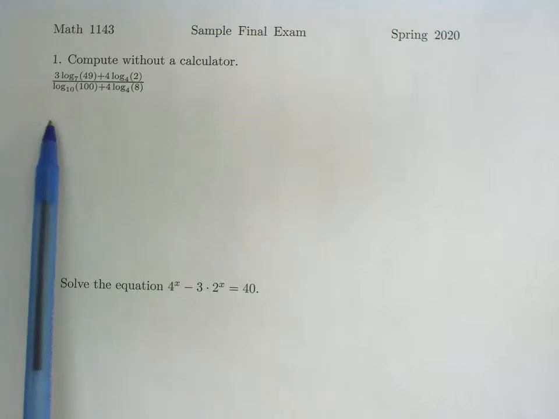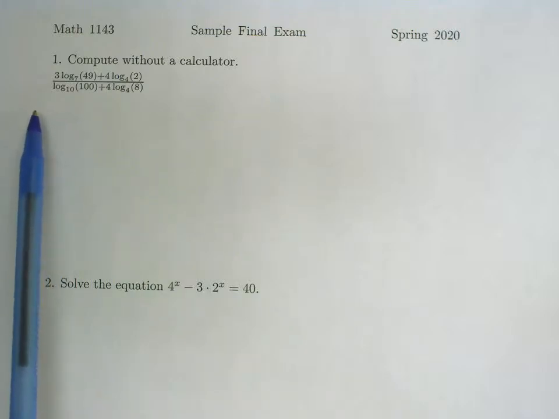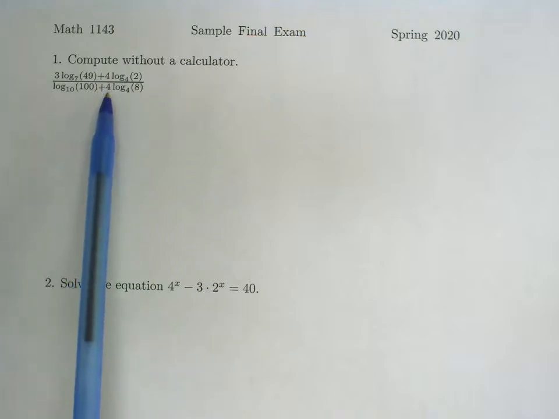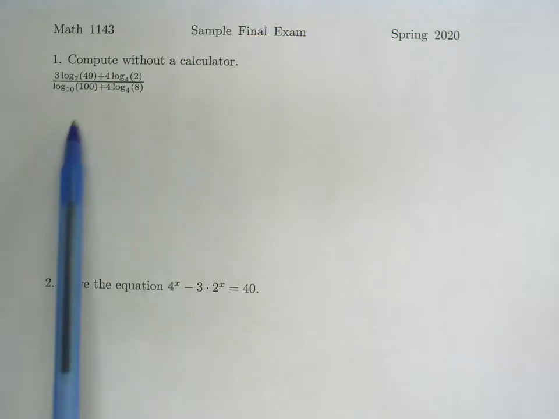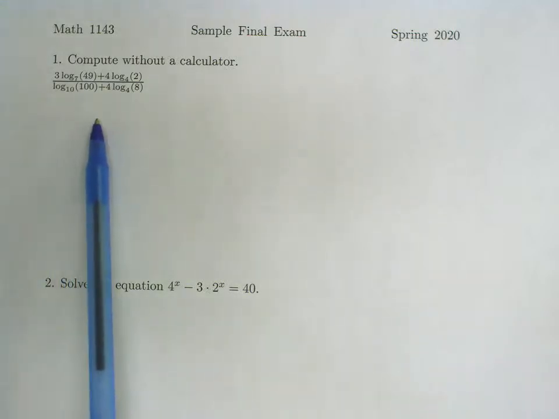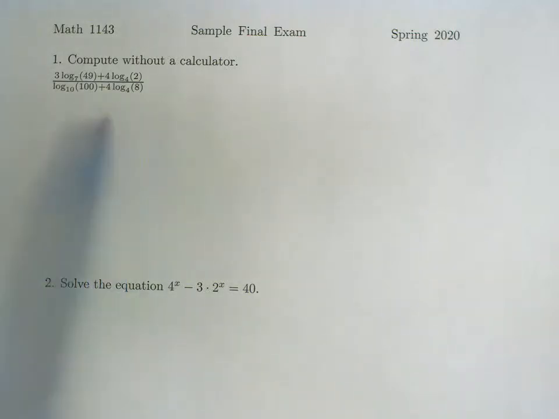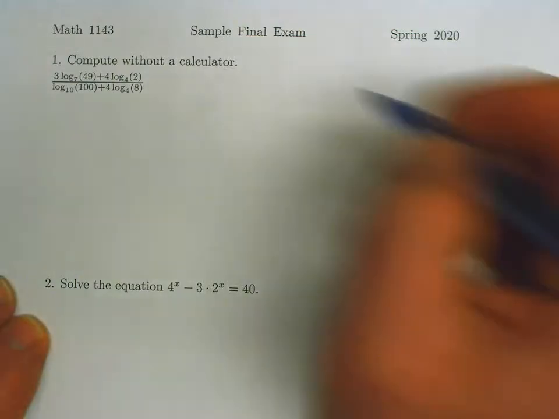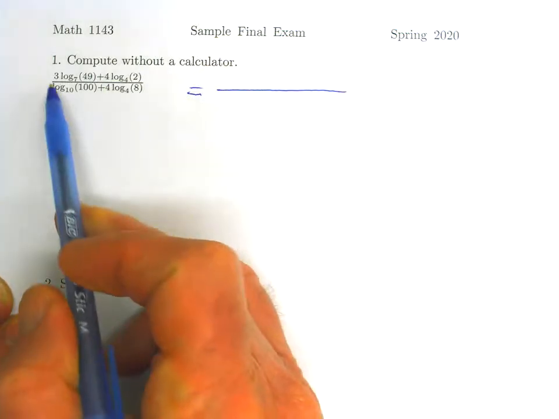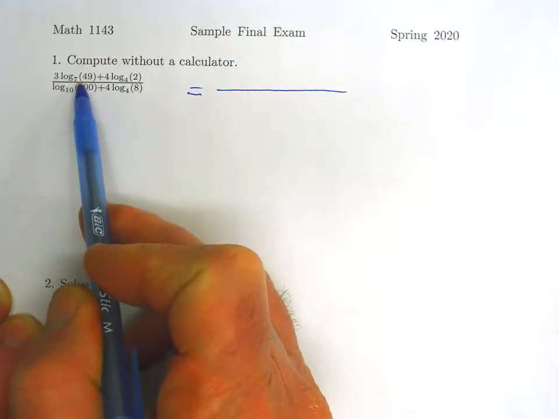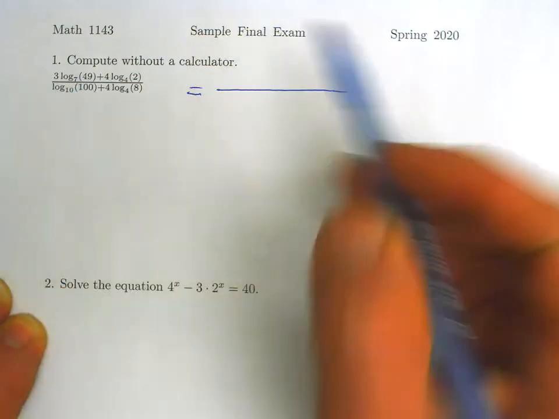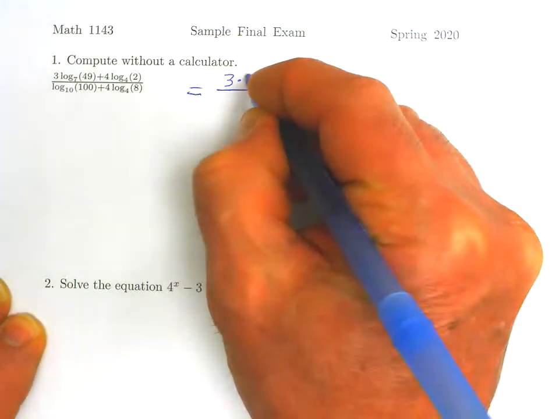Compute without a calculator. In the numerator, we have 3 times the base 7 log of 49 plus 4 times the base 4 logarithm of 2. In the denominator, log base 10 of 100 plus 4 times the base 4 logarithm of 8. So the numerator, 3 times log base 7 of 49. Log base 7 of 49 is 2 because 7 to the second power is 49. So this becomes 3 times 2.